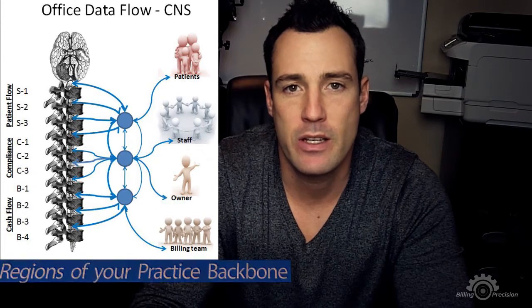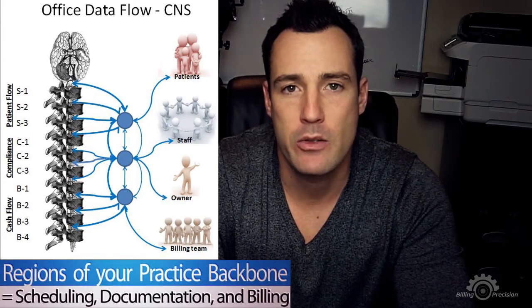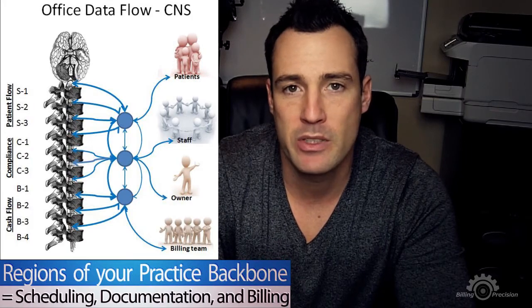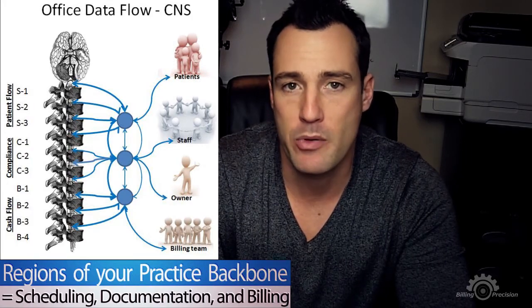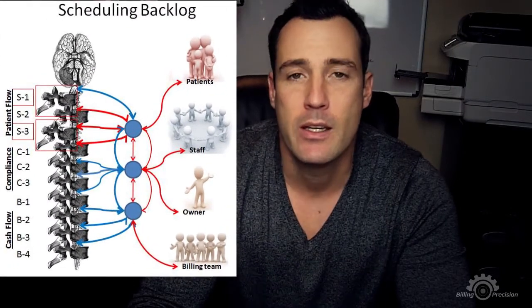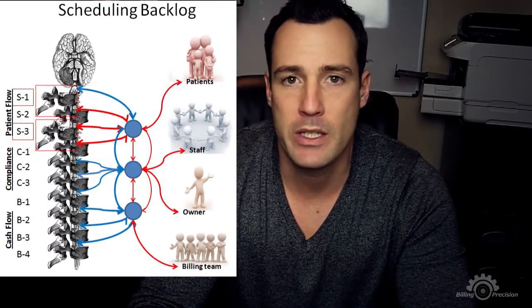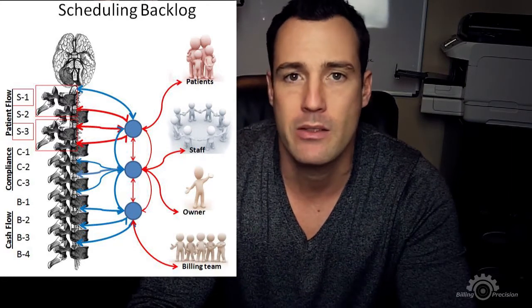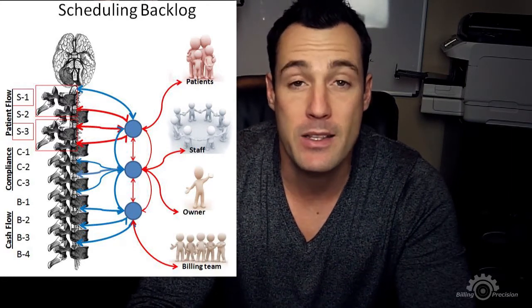So again, the way the system works is each region of the practice you can think of as a region of the spine. You have scheduling, you have billing, you have documentation. Scheduling is made up of different steps in the process. And the process is like the backbone, each step being a vertebra. In the scheduling process, we know we need to make an appointment, we need to know who has future appointments, we know there needs to be care plans. All these are steps in the process.